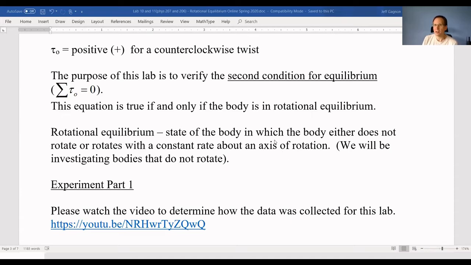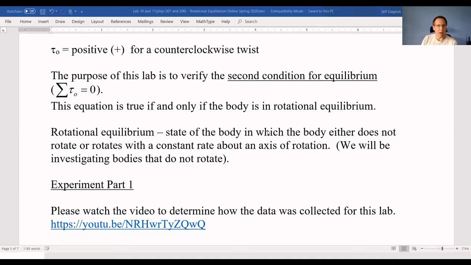By the way, the first condition you may know from Newton's second law is that if the sum of the forces equals 0, then the object is not accelerating, right? So that would be the first condition for equilibrium.